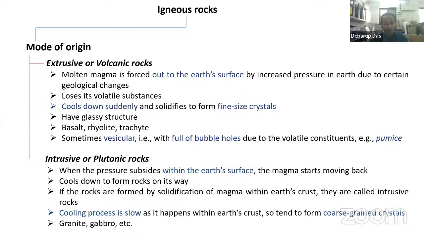And as they are cooling down slowly, they will find sufficient time to form large size crystals. So when the pressure subsides within the Earth, the magma starts moving back and cools down to form rocks on its way. Please remember this: if the rocks are formed by solidification of magma within Earth's crust, they are called intrusive rocks or plutonic rocks. Cooling is slow as it happens within the Earth's crust, where the temperature is much higher than on the surface. So they tend to form coarse-grained crystals, because they have sufficient time to do so. For example, granite, gabbro.